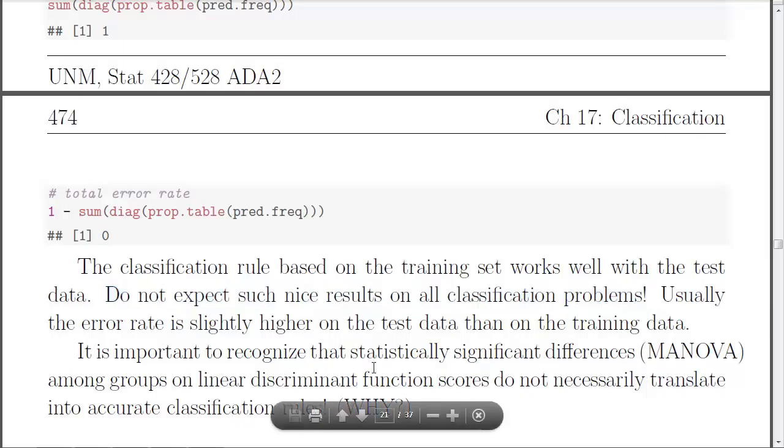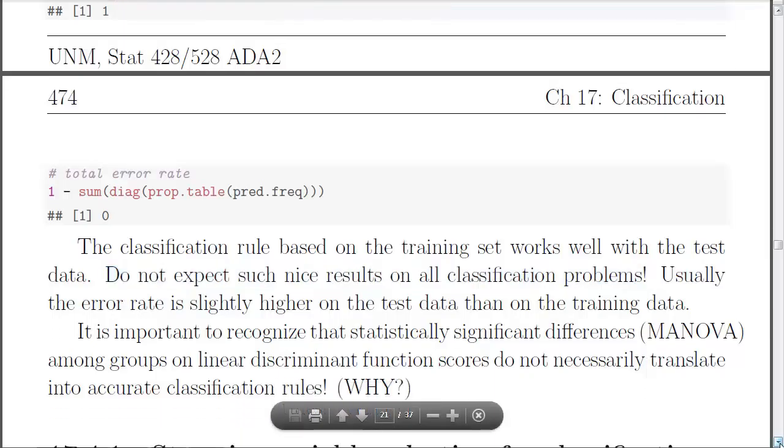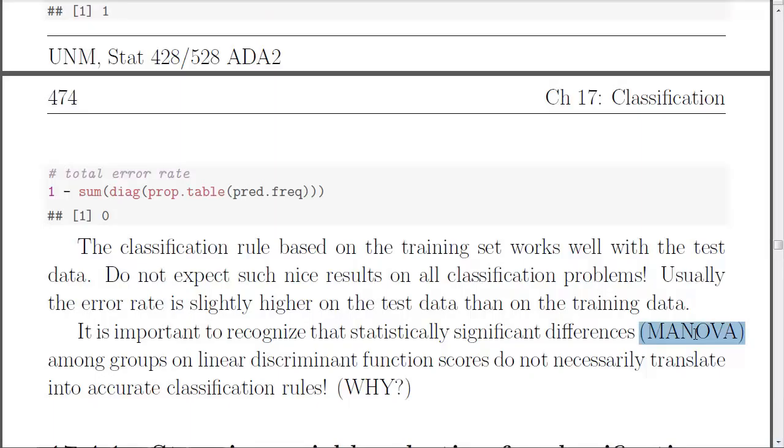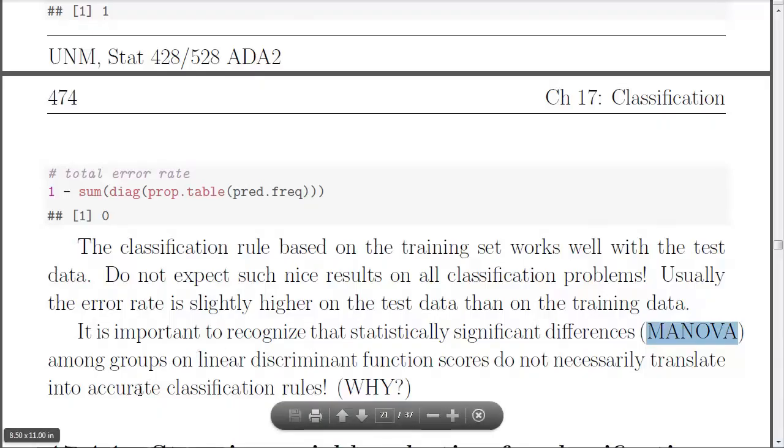So one comment here is to help you think about the difference between performing the hypothesis test using multivariate ANOVA versus doing classification. So say you had two groups, or in this case 3 groups, that were significantly different from each other. Why does that not necessarily translate into having accurate classification?